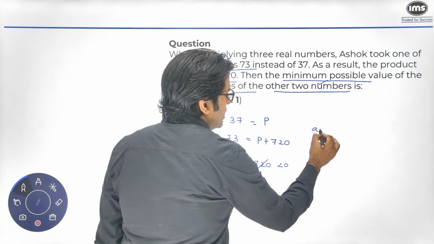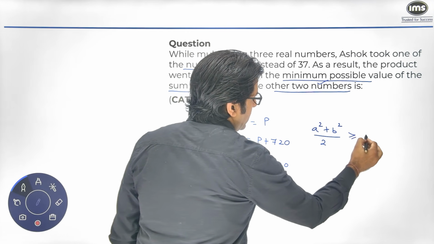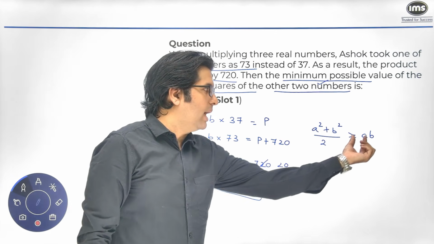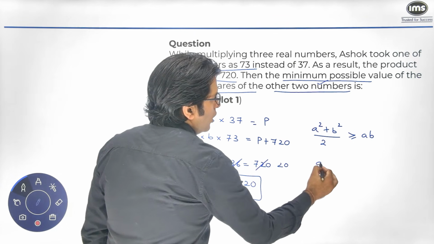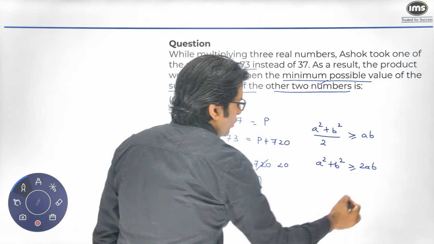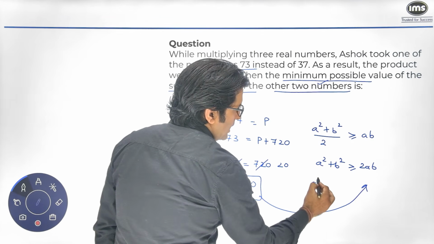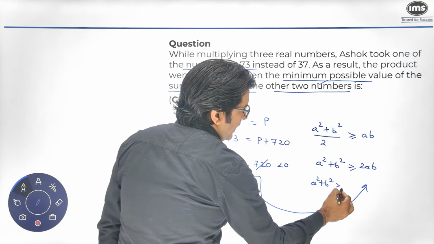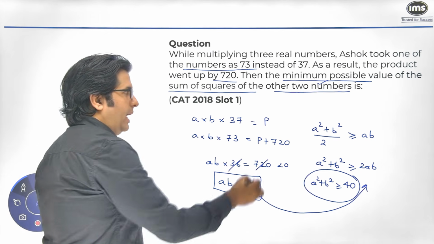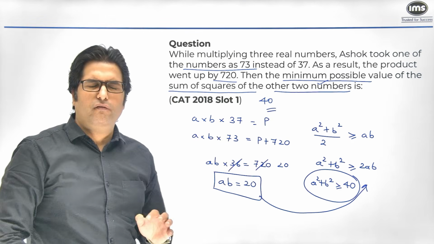Just now we did this relationship that (A square plus B square) by 2 is always greater than or equal to AB. So I need to calculate the minimum value. I can cross multiply this 2, or you would have better remembered it like this: A square plus B square is greater than or equal to 2AB. So I can just substitute this value here and say A square plus B square will be greater than or equal to 2 times 20, which is 40. So it will always be greater than or equal to 40, and therefore the minimum value for this question will be 40. That's our answer. Very easy.